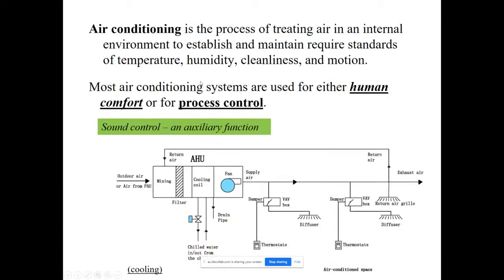And air conditioning, in fact, is the process of treating air in an internal environment to establish and maintain required standards of temperature, humidity, cleanliness, and air motion. So it is not only for temperature control, but also for humidity control. And also we have to design an air distribution system, and we have to select the filters to ensure the cleanliness of the space, and the air distribution system also provides air motion to avoid stagnant air.